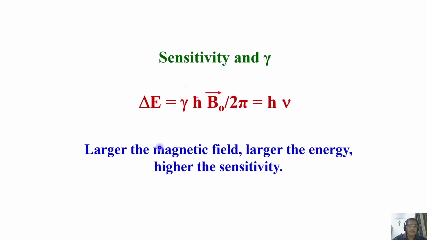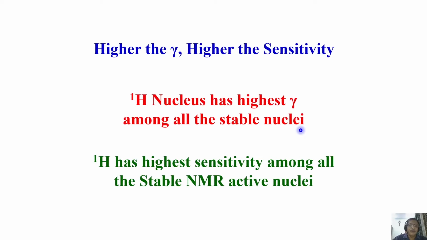And of course, we know this delta E is given by the equation gamma h cross B naught over 2 pi, which is equal to h nu. It means larger the magnetic field, larger the energy, and higher the sensitivity. I also mentioned higher the gamma, higher the sensitivity. This is what we have to understand now.